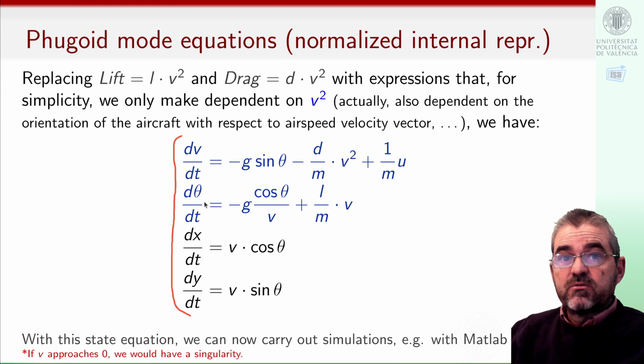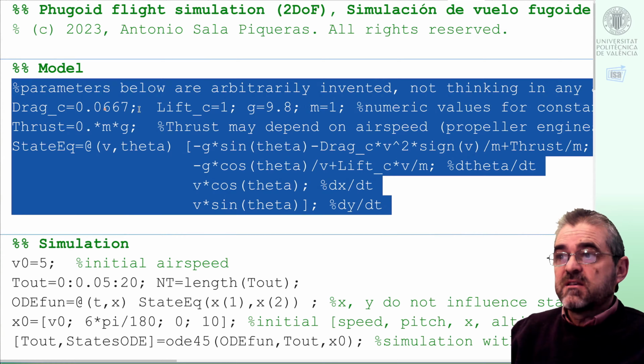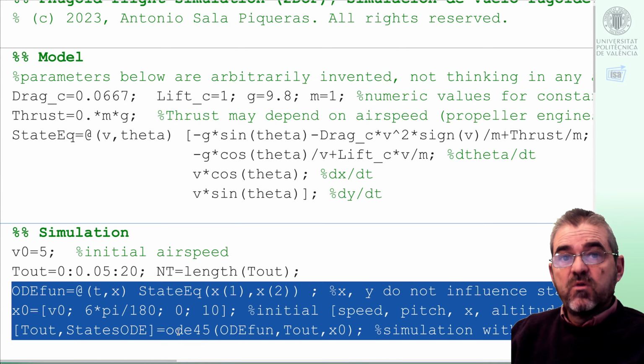Note that the top two ones in blue can be independently solved of the Cartesian position ones, the bottom black equations. Also, in another video, we explained how, setting some values for the constant parameters and the thrust and writing the state equation, this ODE45 code was able to carry out the simulation.